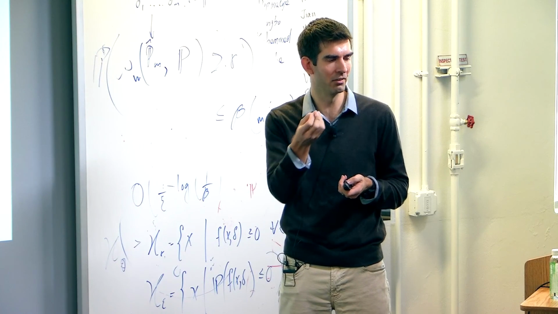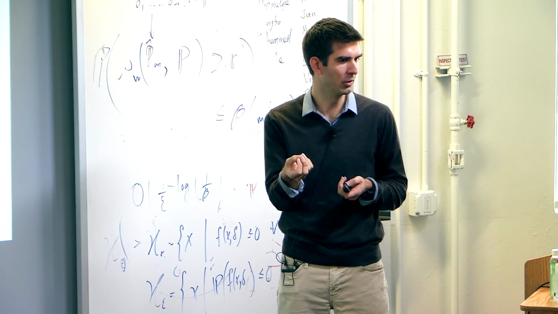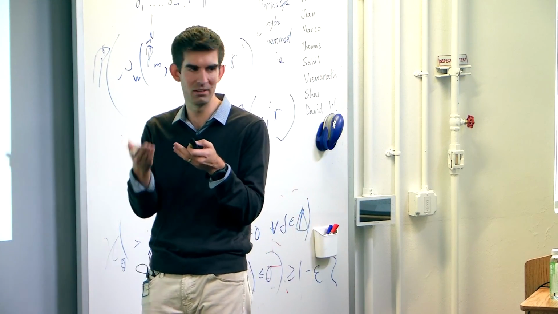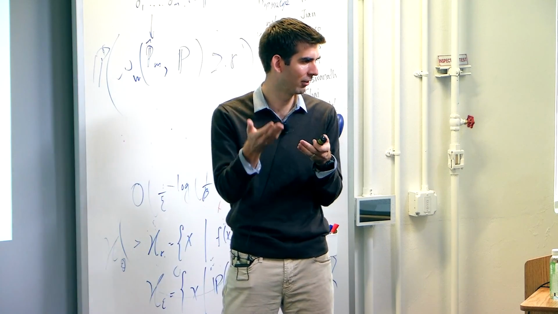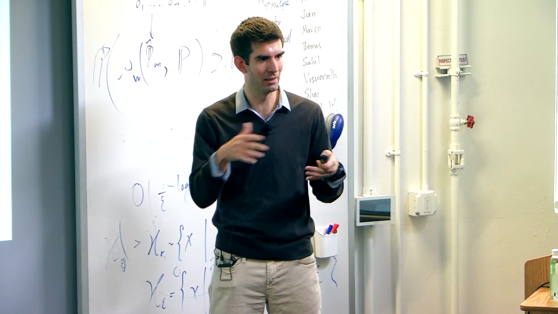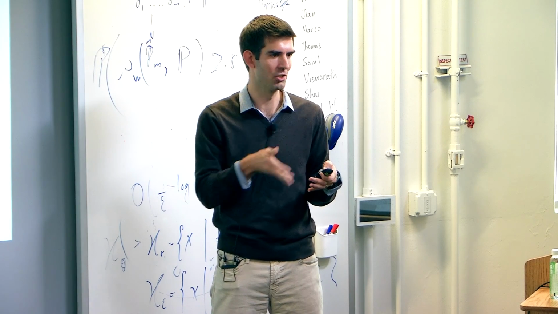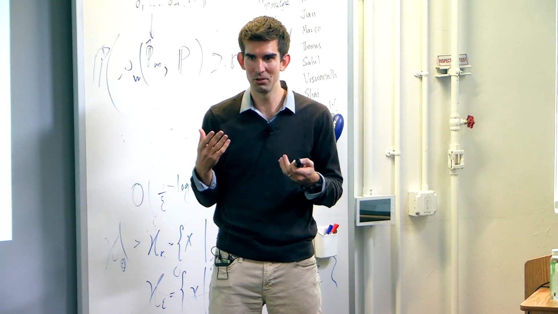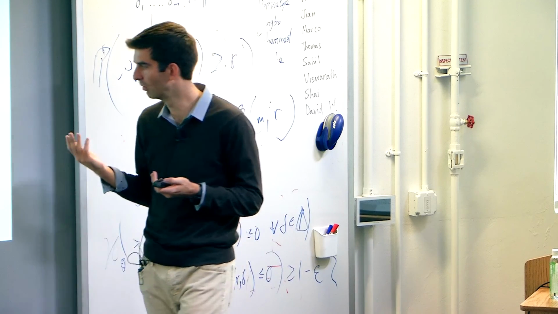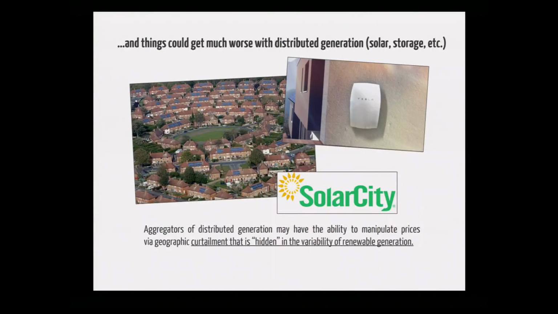Well, they're completely unverifiable. So you can curtail, you don't have to give your full capacity to the grid. You can decide when to plug into the grid, how much power to plug into the grid. And Solar City can do this, right? So the aggregators have the flexibility to decide when and where in the market they inject power. And they can do this to create price fluctuations.